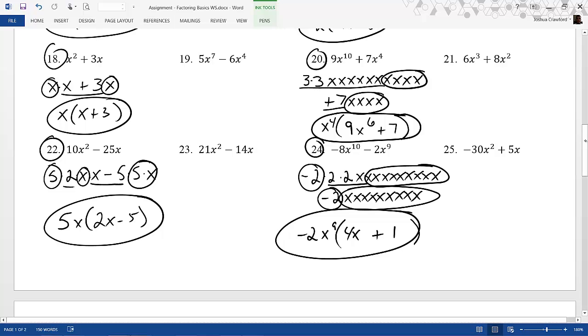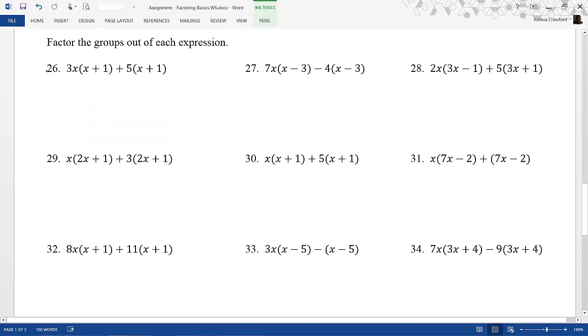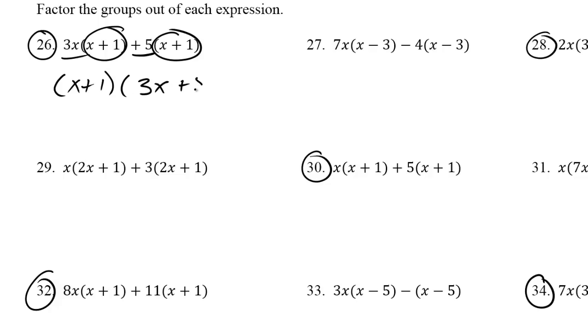Okay, flip it over. We're going to go ahead and do a few more. We're going to do 26, 28, 30, 32, and 34. Okay, so for 26, for this whole section, it's going to be factor the groups out of each expression. So really simple. Factor the group out of each expression. So those two right there, you're going to factor out because they're the same. So on the left side, you're going to have x plus 1. Now what's left goes on the right side. So 3x plus 5 goes on the right side. And that's it. Pretty simple, I think.